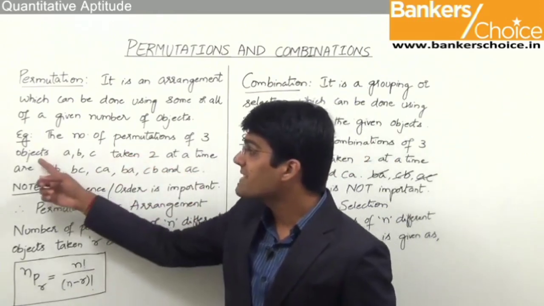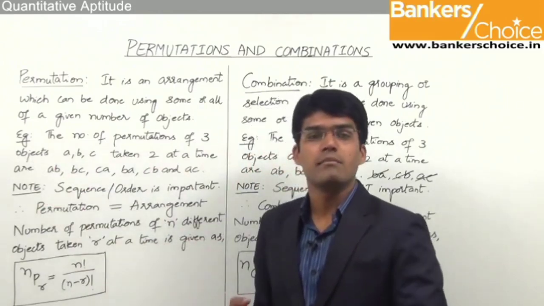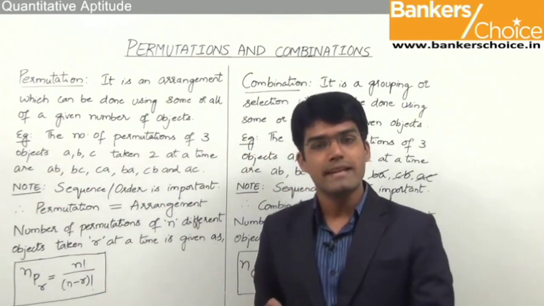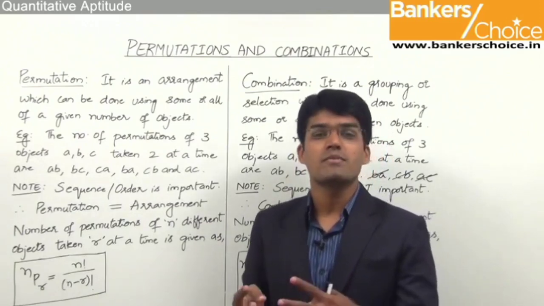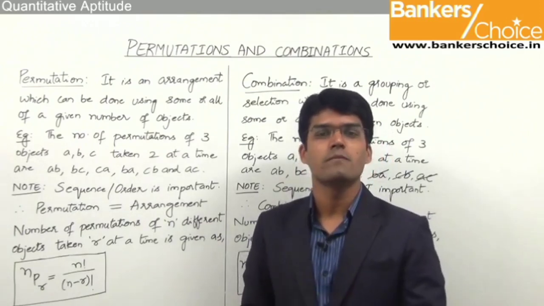Remember friends, objects here can mean anything. It can be three persons, or it can be three letters, or it can be three numbers, or it can be three books, or three types of different objects, or anything for that matter.